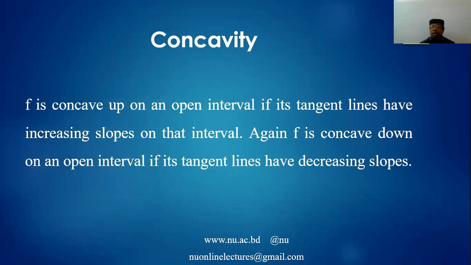Again, f is concave down on an open interval. For this case, its tangent lines have decreasing slopes. So concave up is for increasing slopes, and that is regarding tangents in an open interval, and concave down on an open interval, in this case its tangent should have decreasing slopes. Tangent lines should have decreasing slopes.